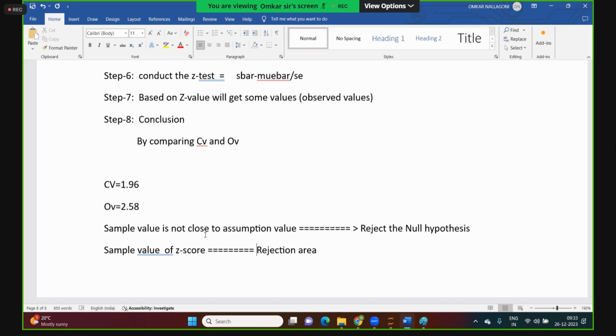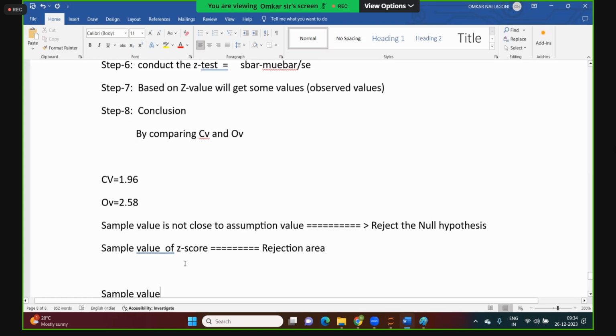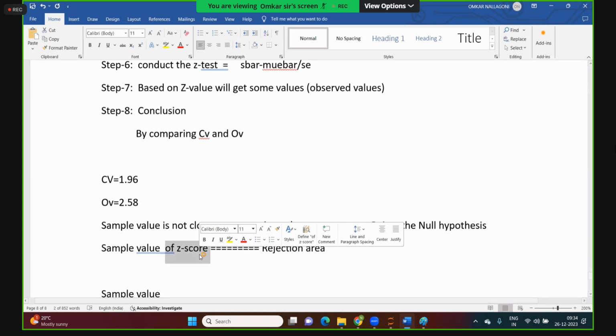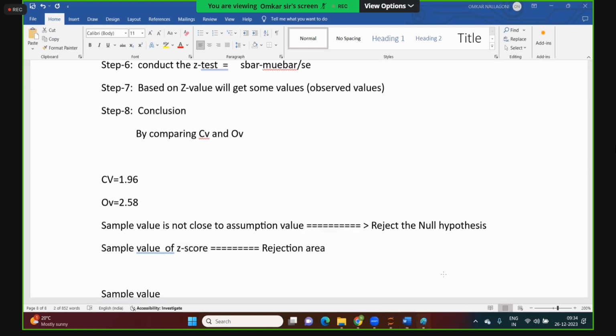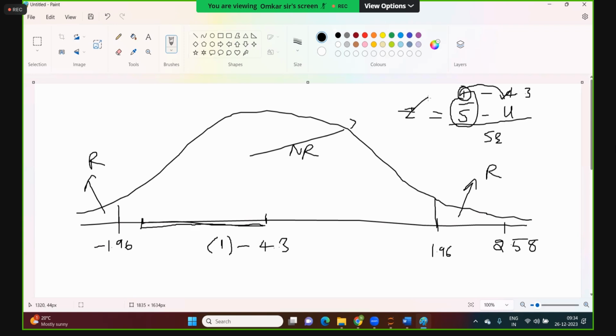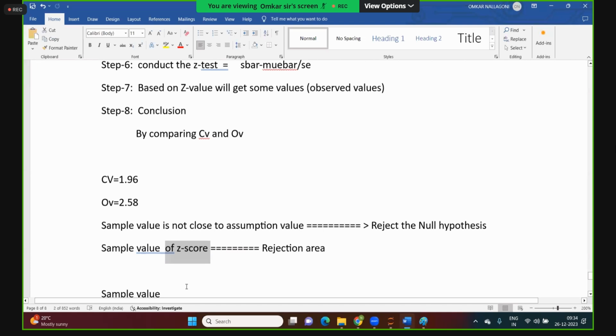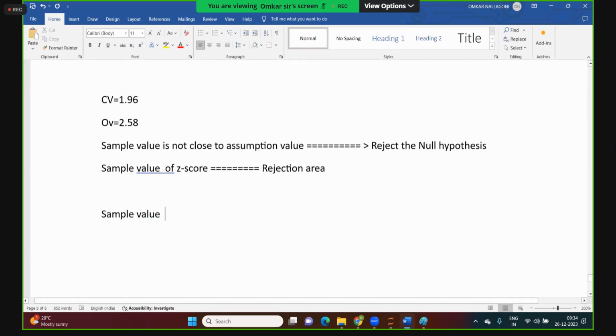By calculating the sample value only, half of the answer is done: whether you can reject or cannot reject the null hypothesis. The same way here also we can write like this. The sample value of Z score is different. Both are different, right? Sample value is nothing but your mean value. Z score formula is what? X bar minus mu by standard error. That means you provide your X bar in this formula, then you get a Z score. So the Z score of the sample value is different from the sample value.